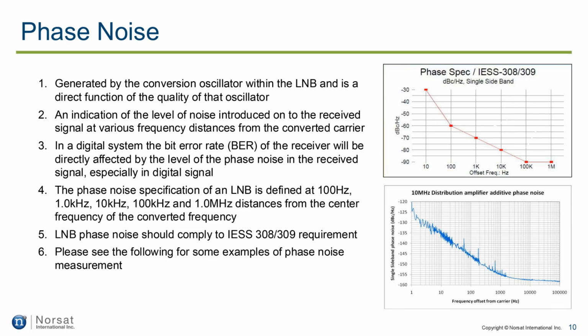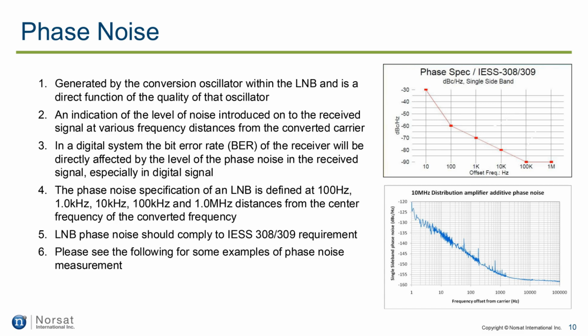The next parameter is the phase noise. It is generated by the conversion oscillator within the LNB, and it is a direct function of the quality of the oscillator. It is an indication of the level of noise introduced to a received signal on various frequency distances from the converted carrier. In a digital system, the bit error rate, or BER, on a satellite receiver will be directly affected by the level of the phase noise on the received signal.